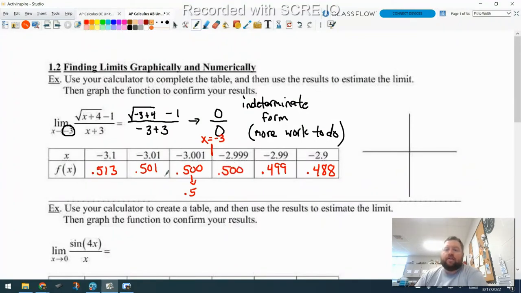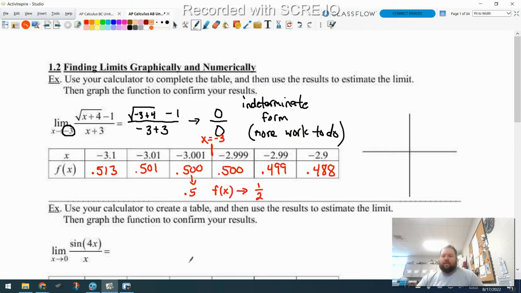All right, and so what we are seeing is that f of x is approaching, from the left side, it looks like it's approaching 0.5, 1/2. And from the right side, you see how it's approaching the same value? We're getting the same number in the middle. So even though when we plugged in -3, we got 0 over 0, we're saying the limit of the function is approaching 1/2.